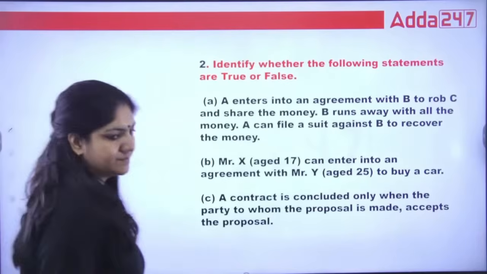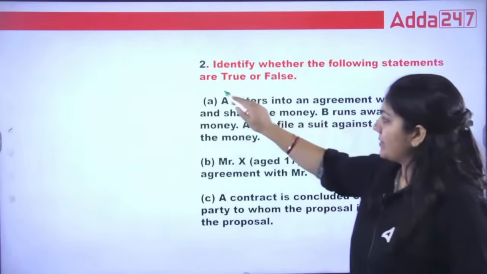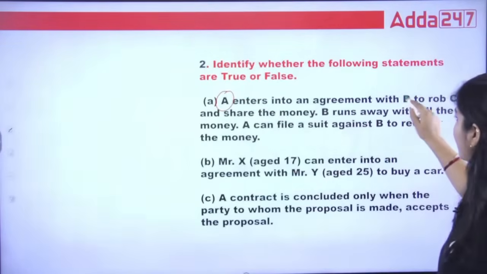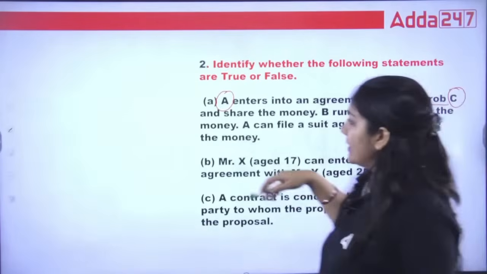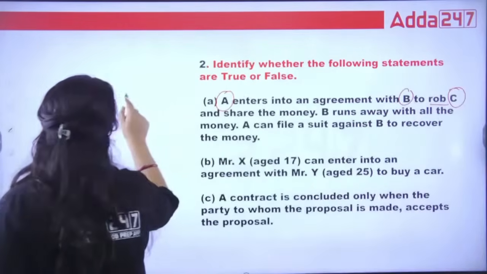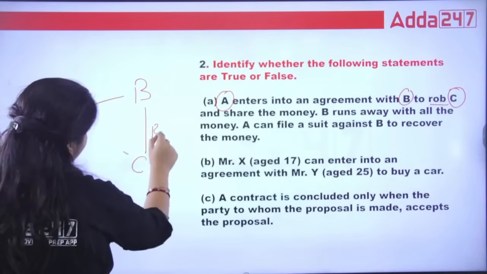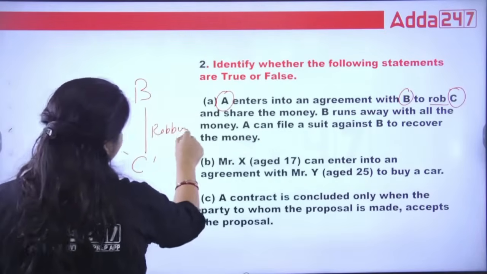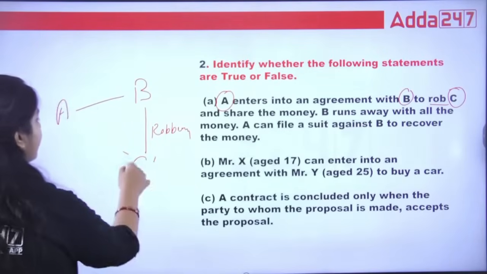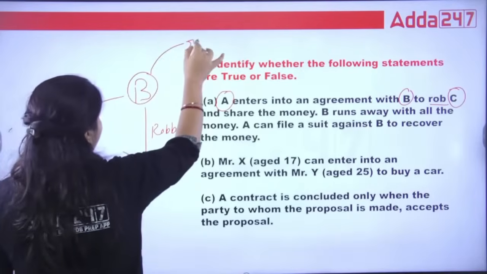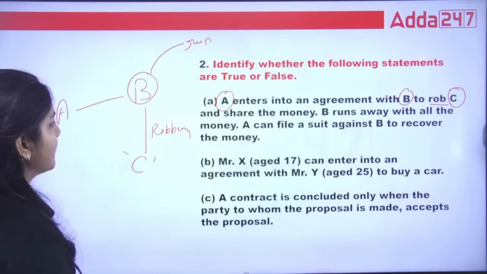Now true and false, that is also of the Indian Contract Act. A, one person, enters into an agreement with B to rob C. Rob means robbery. So A has made a contract with B that you have to rob C and share the money. B robs C and runs away with all the money. A can file a suit against B to recover the money.